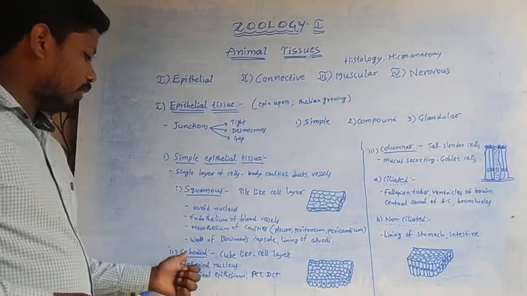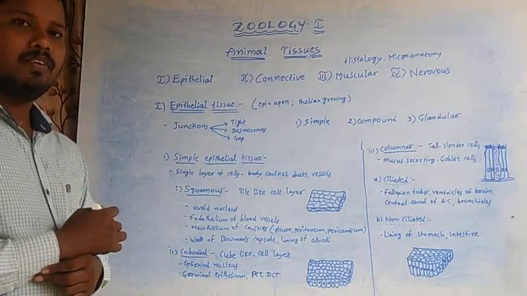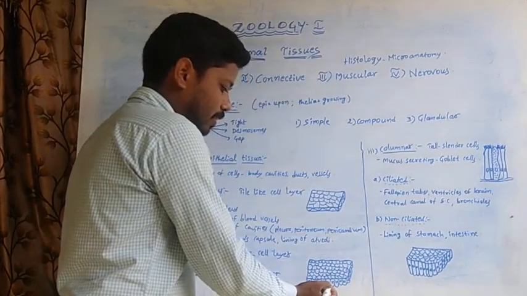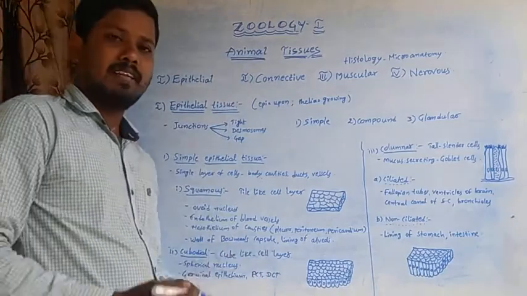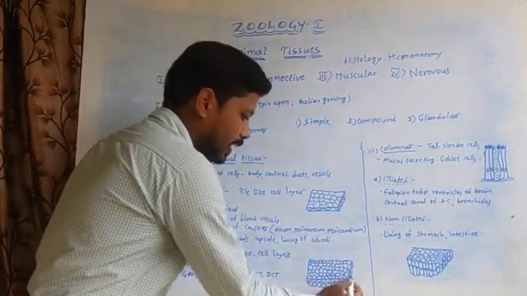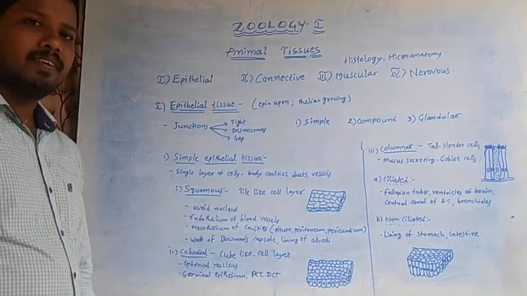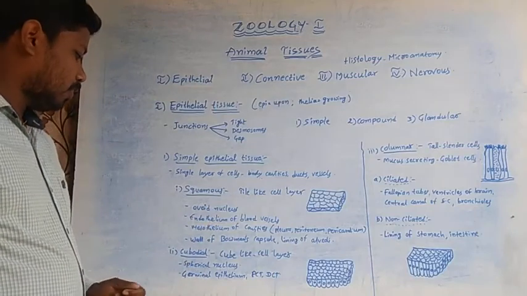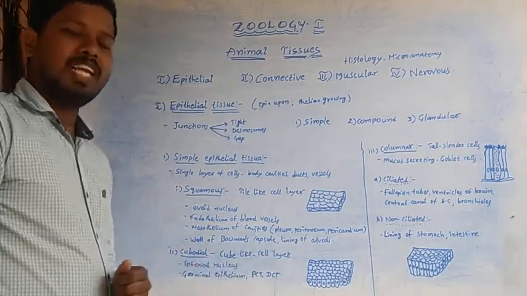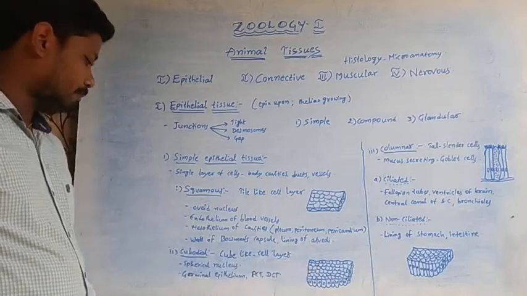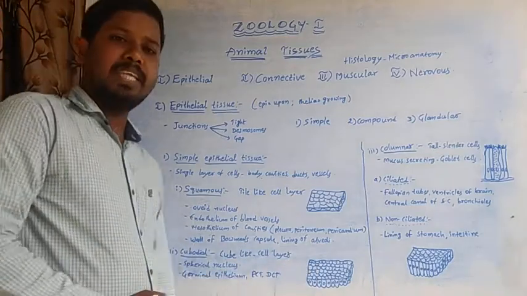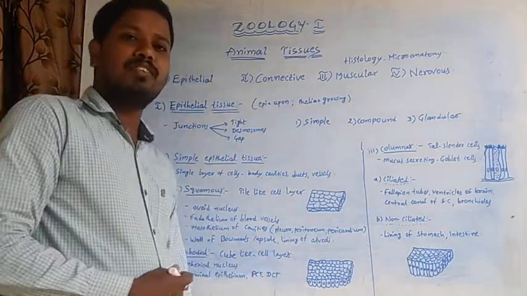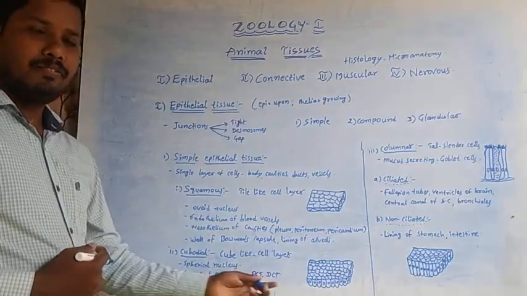Second one, simple cuboidal epithelial tissue. In this type of tissue, the cell layer consists of cube-like cells, hence it is called cuboidal epithelial tissue. A centrally placed spherical nucleus is present in each cell. It is found in the germinal epithelium, and the proximal convoluted and distal convoluted tubules of the nephron.